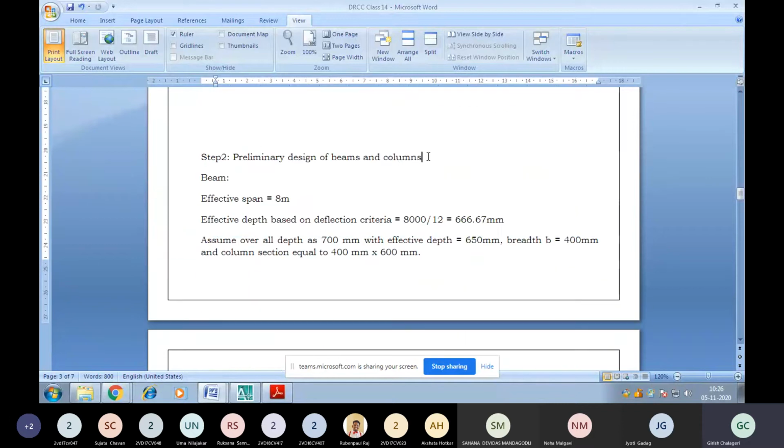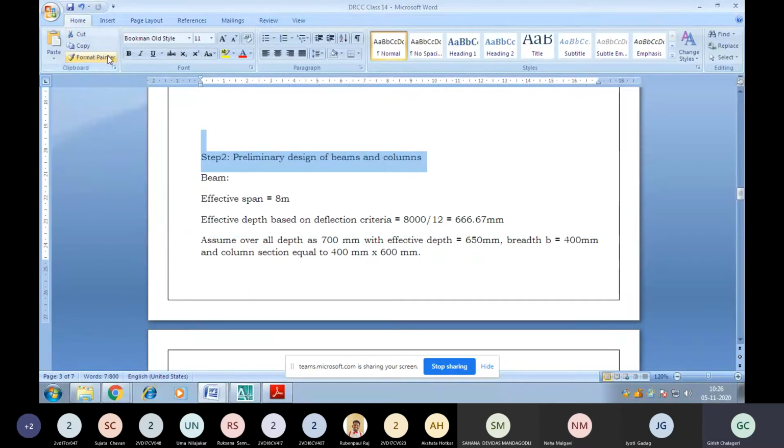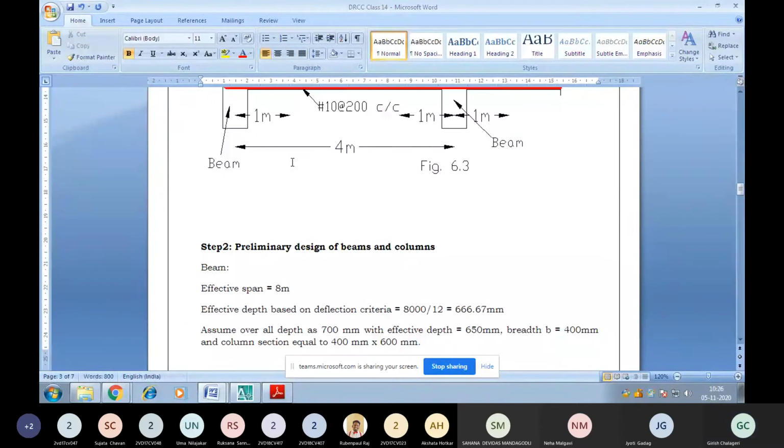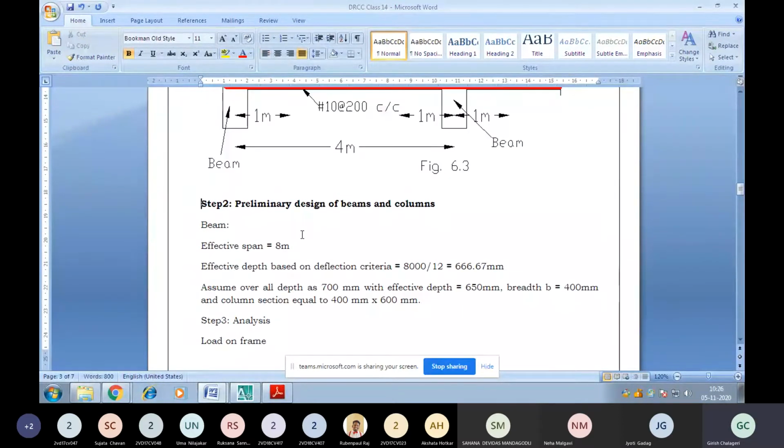Next, the second step. We come to the preliminary design of beams and columns. As I told, the beam and column sizes will be fixed first depending upon the load pattern. The beam depth will be fixed on the span to depth ratio. For heavy loads, the span to depth ratio will be 12 to 15, and for light loads, the span to depth ratio will be 20. Since the span is 8 meters, let us take 12 to 15 here, since the load may be heavy.